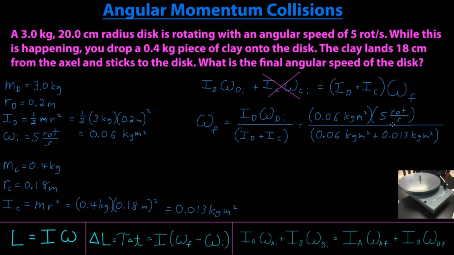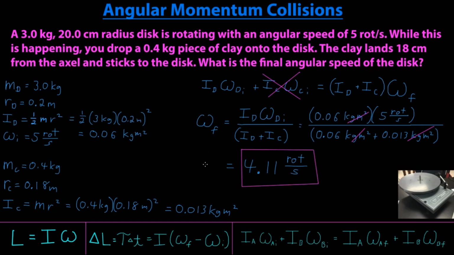Now what's about to happen here is all these units are going to cancel, which means your angular speed can be rotations per second or radians per second or whatever you want. I'm just going to leave it. The one thing we do know is our final should be smaller than this. And we can already tell that is going to happen because my denominator is larger than my numerator. When we do the calculation, we get 4.11 rotations per second. And that is our answer.